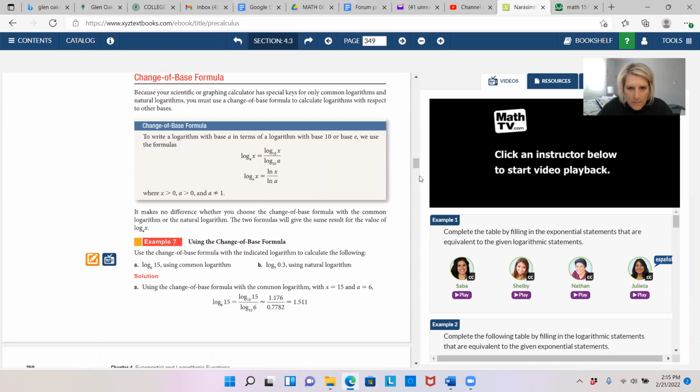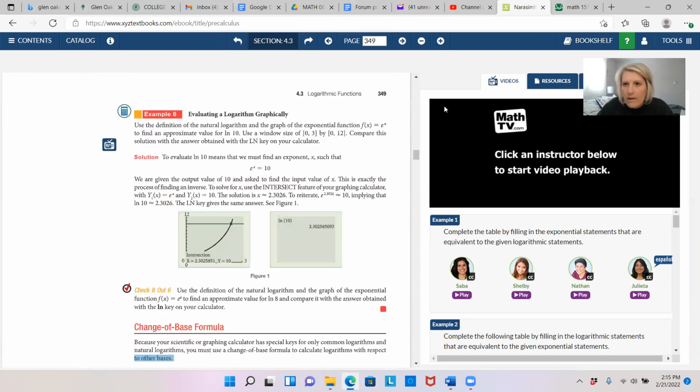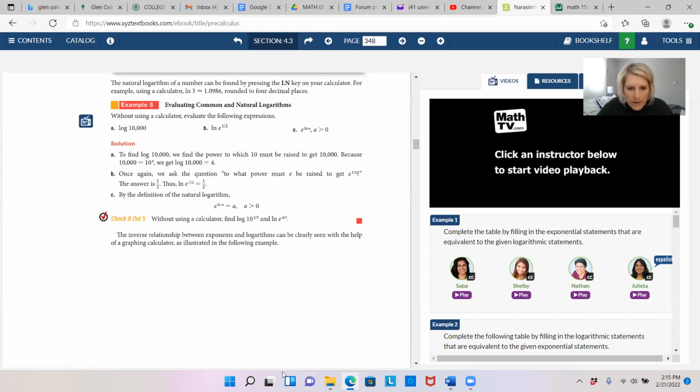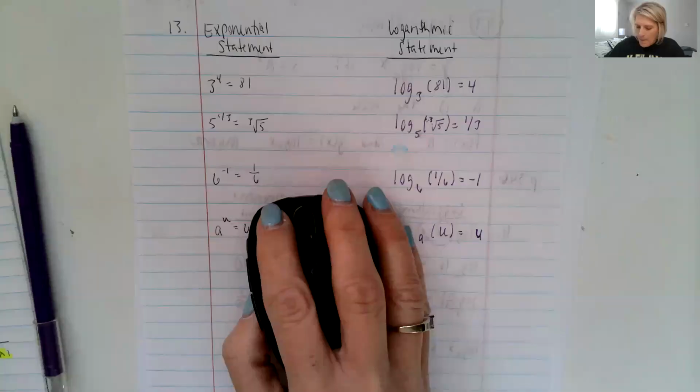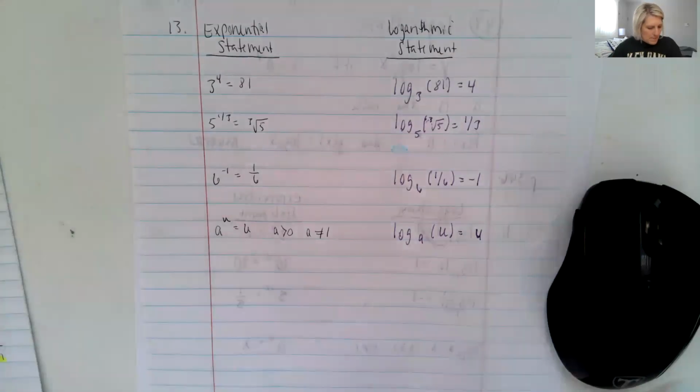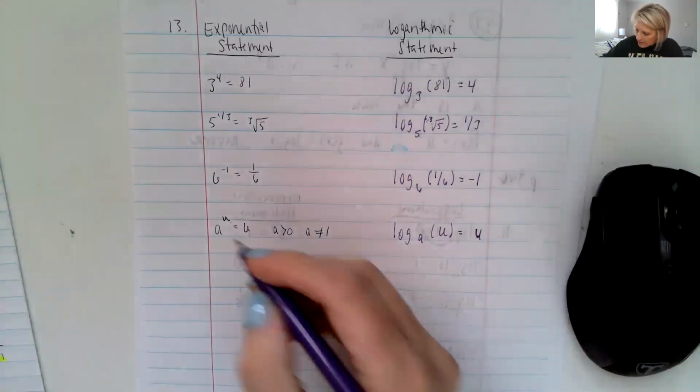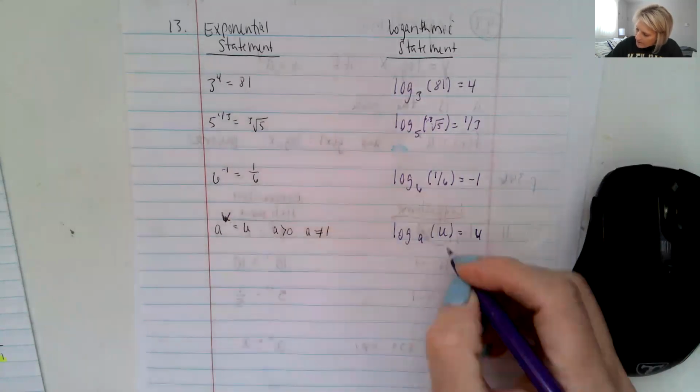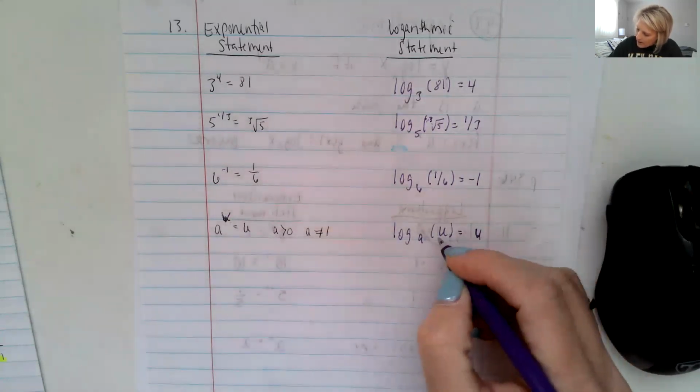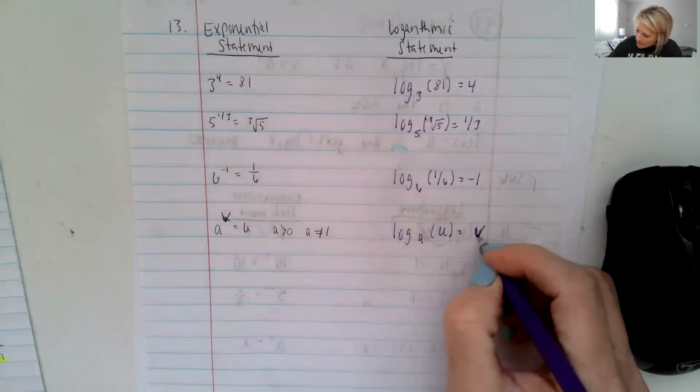Okay. So let's go back to my paper here. Okay, so this is a V. So log base A of U equals V.